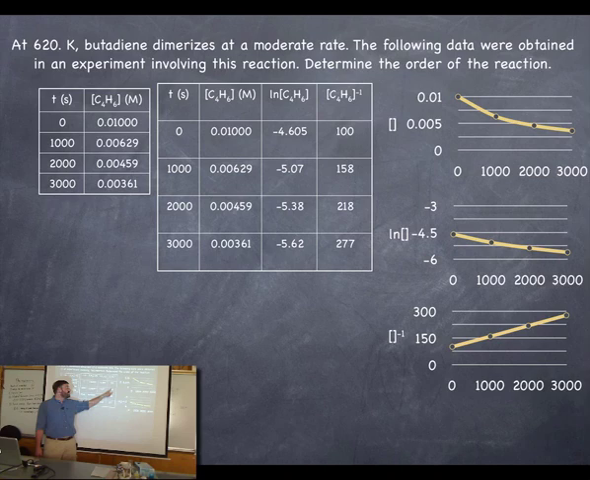Second order reaction. We can tell that because inverse concentration versus time gave me a straight line. That's what tells me that this is second order. Questions?